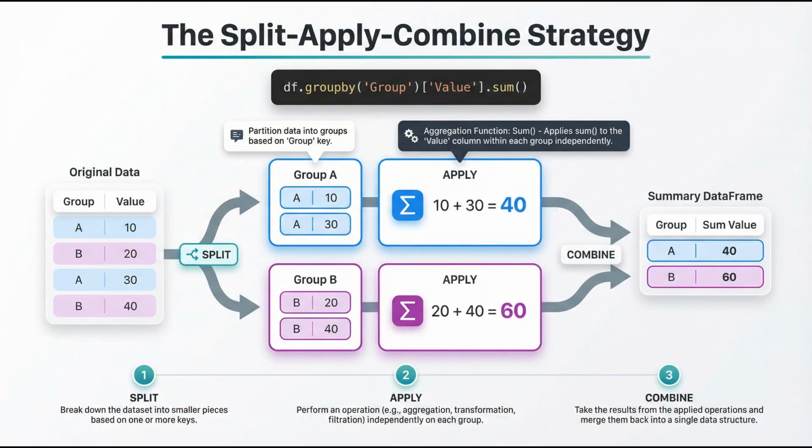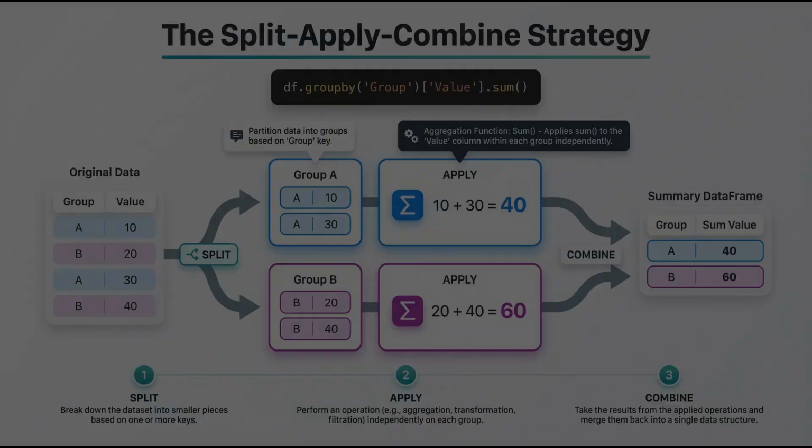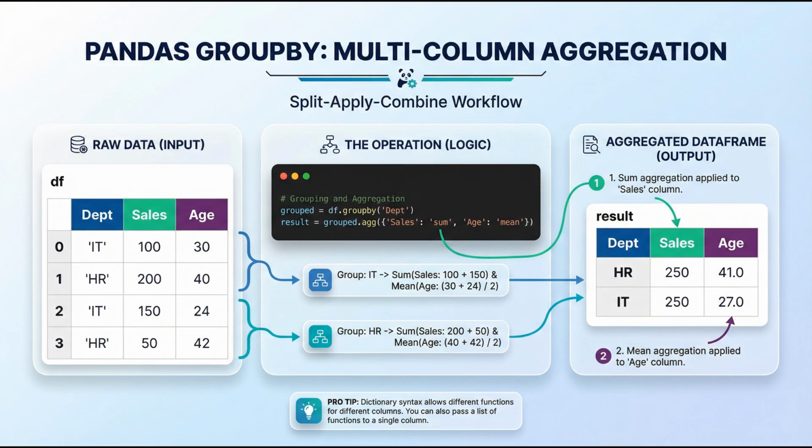Group by is the engine of aggregation. It follows the split-apply-combine logic, splitting data into groups, applying a function like sum or mean, and combining the results into a new table. Apply standard statistics to your groups. Use the agg method to apply specific functions to specific columns or multiple functions at once, creating powerful summary reports in one line.